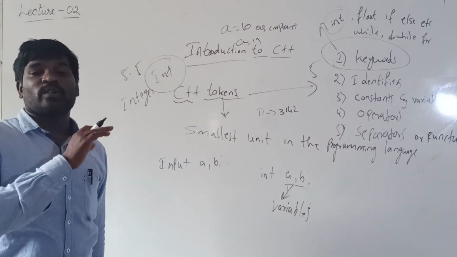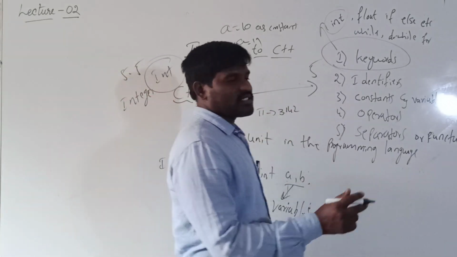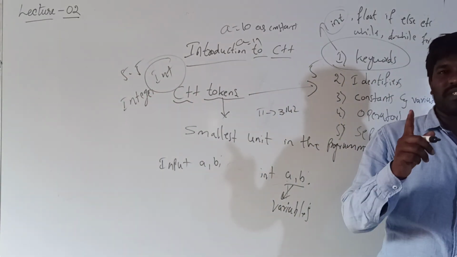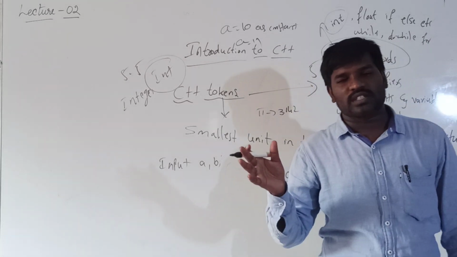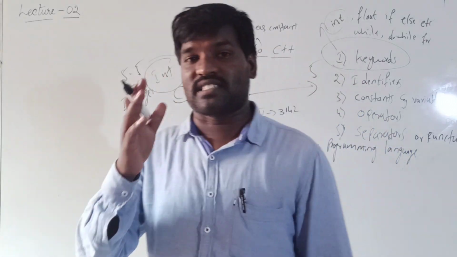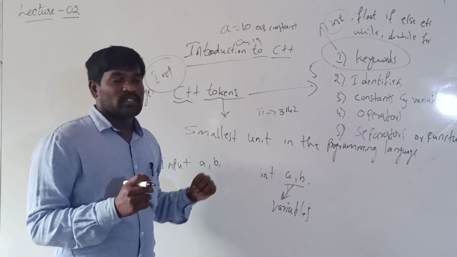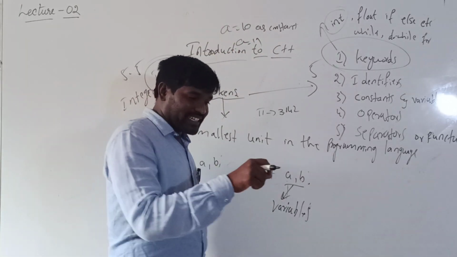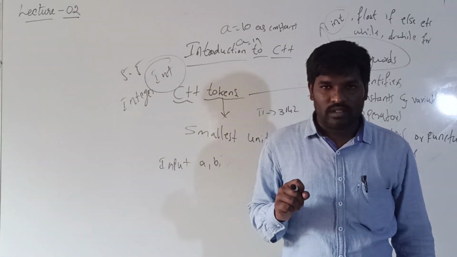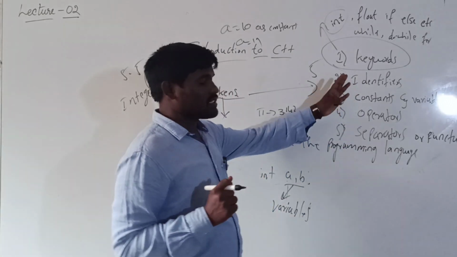Constant means it cannot be changed. The value does not change during the execution of the program. It is fixed throughout the program, the value remains the same. Suppose I define a as a constant and the value is changed, then automatically it will generate an error message to the user, because constants cannot be changed. That is nothing but constants.